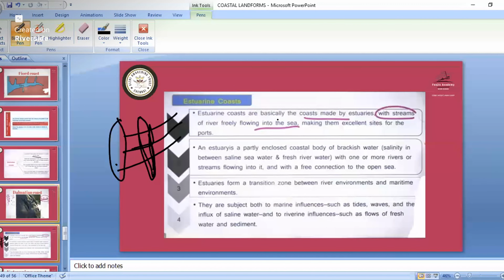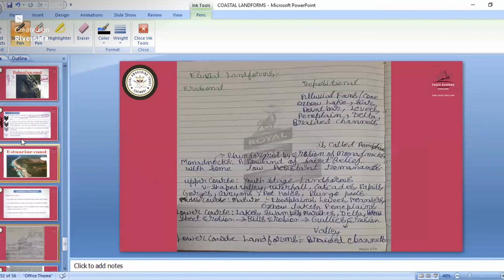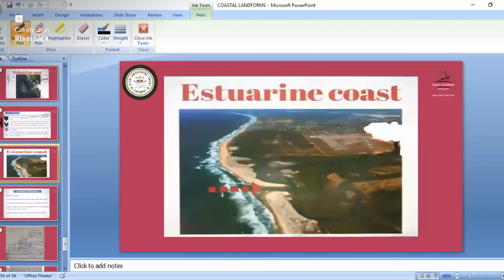So estuarine coasts are basically coasts made by estuaries, with the streams of rivers flowing freely into the sea. So there will be no barrier. There will be free flowing. They will be flowing, and in that way, this particular sea water is making the coast this side. So that is known as the estuarine coast. So these are the different types of coast. You all can see here the estuarine coast.